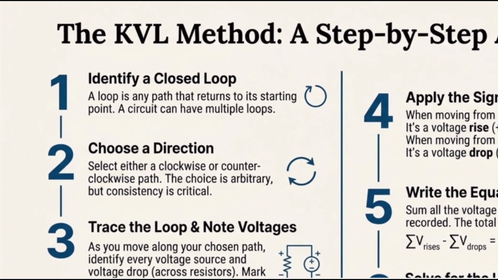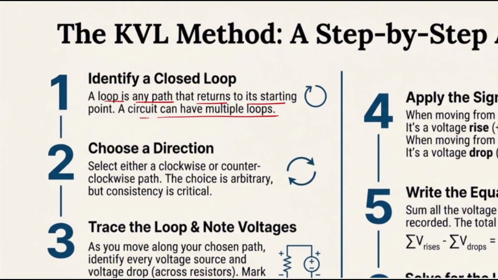The first thing is the identification of closed loops. Again, we were talking about the closed loop. Not all the time do we only have one; sometimes we have more than that. A loop is any closed path that returns to its starting point. And a circuit can have multiple loops. As I just told you, you can have 1, 2, 3, or more than that.